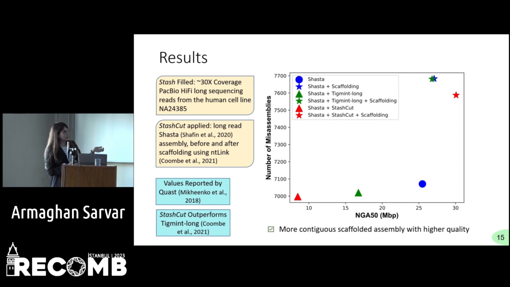So as you can see, stash cut is able to outperform Tigmint-long, which is a state-of-the-art long-read misassembly detection method after the scaffolding step. And more specifically, the strategic cutting of stash cut has resulted in a more contiguous scaffolded assembly with a higher quality.